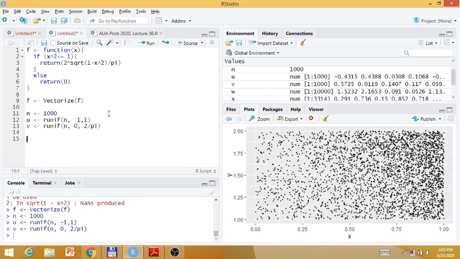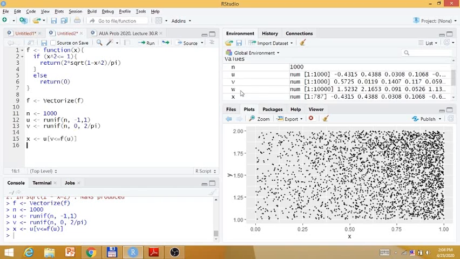Okay, and for x, I will choose only those points from u such that v is less or equal than f at the point u. So I'm running this. Out of those 1000 u's, only 787 were under that curve f of x. So I have now generated x from my distribution.